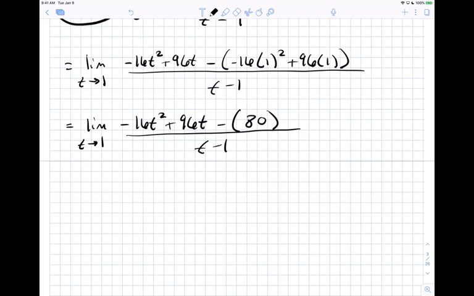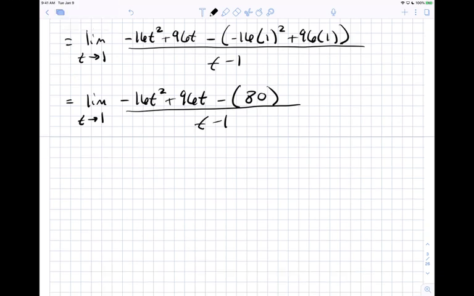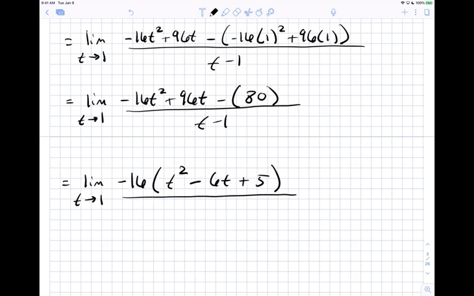Can we factor this? Now we do have a GCF. It looks like we can factor out 16 from all of these. Let's factor out a negative 16 and see what happens. So this is the limit as t approaches 1. We're going to be left with t squared minus 6t plus 5. I think this is right? 60 plus 36 is 96. 50 plus 30 is 80. Divided by t minus 1.